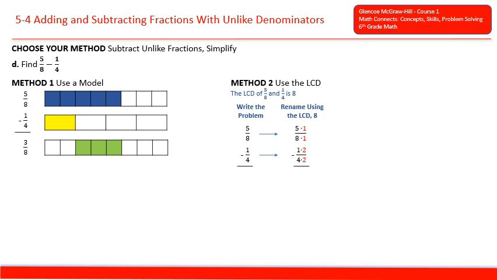And in order to do that, we're going to multiply 1 times 2 and 4 times 2, and we will get 5/8 minus 2/8. And if we subtract that, 5 minus 2 is 3. We subtract the numerators, not the denominators.